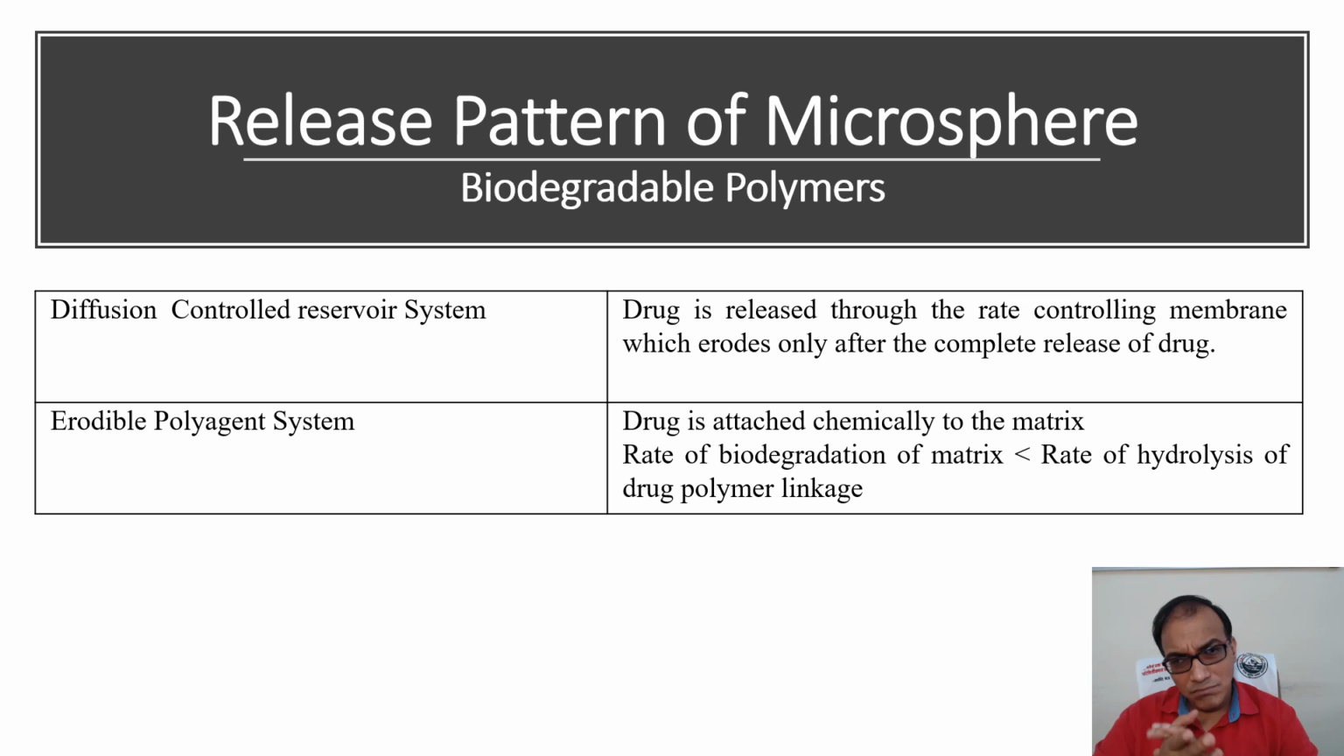In the biodegradable polymers itself, in the diffusion-controlled reservoir system, as the name suggests, there is a reservoir. Drug releases through the rate controlling membrane (RCM), which erodes only after the complete release of the drug. In the case of the erodible polyagent system, the drug is attached chemically to the matrix, and the rate of biodegradation of the matrix is less than the rate of hydrolysis of drug-polymer linkages.